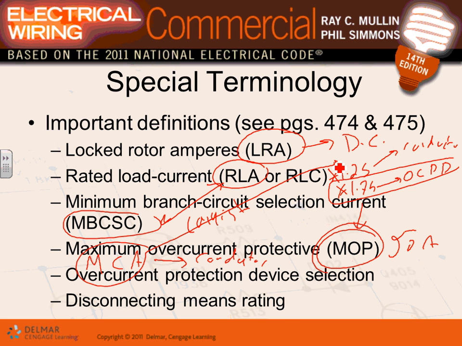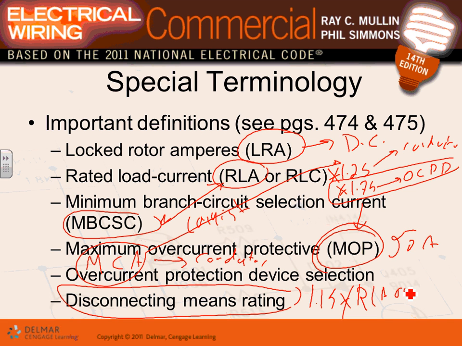Disconnect rating, guys. You also need to size a disconnect rating for your equipment. We basically size it based on 1.15 times the rated load amp or maximum branch circuit selection current, whichever is larger. And you size your disconnects.